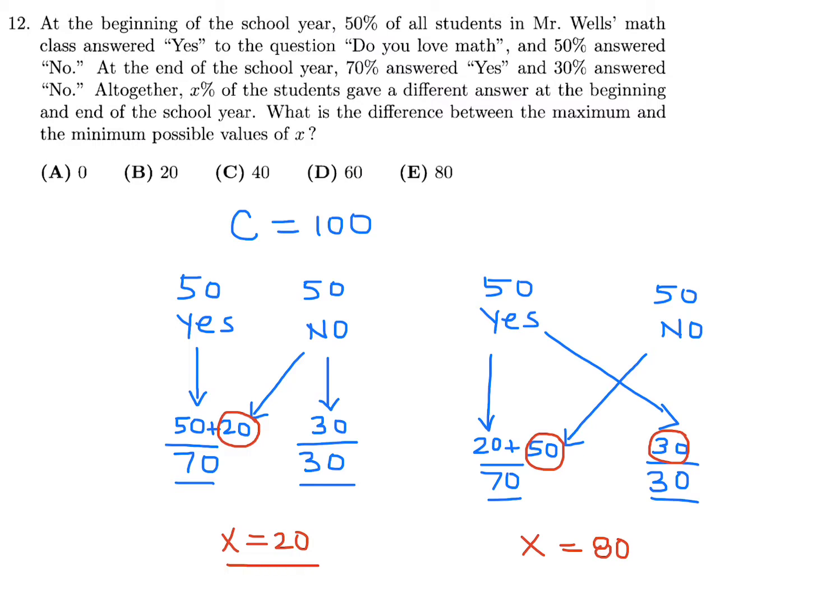So this is the minimum value for X, and this is the maximum value for X. And they want the difference between the minimum and maximum. So that would be 80 minus 20, which is 60. So number 12, the answer is D.